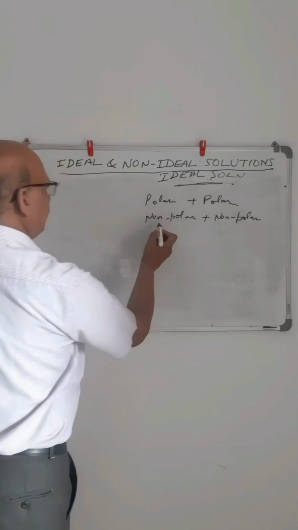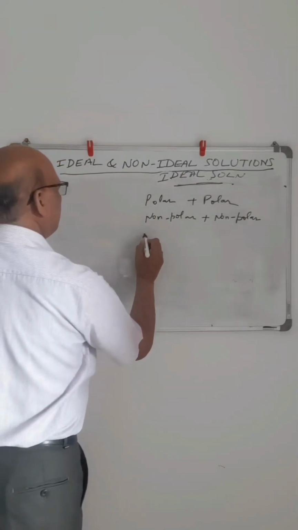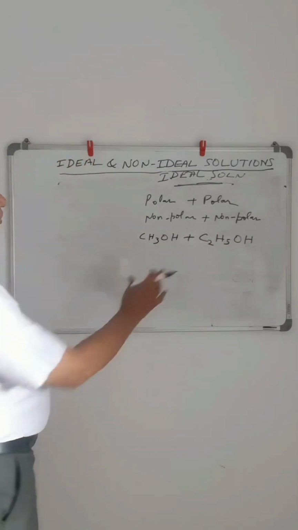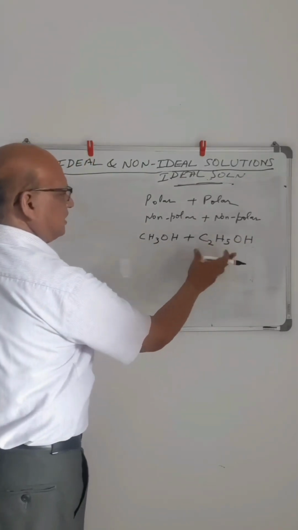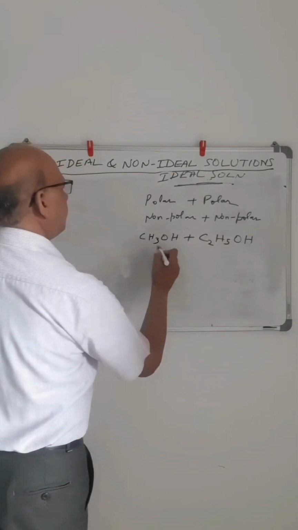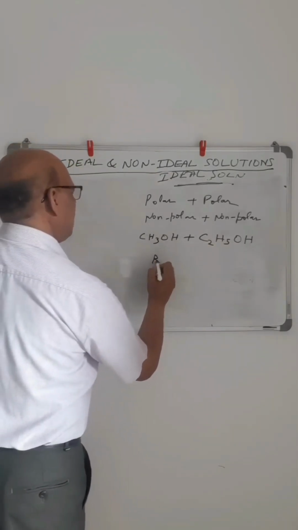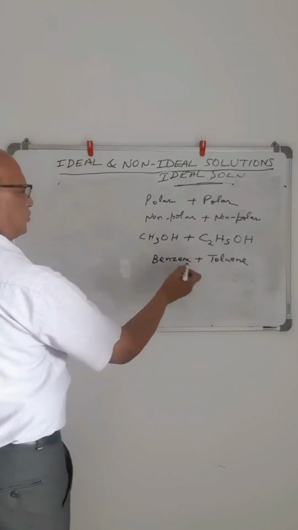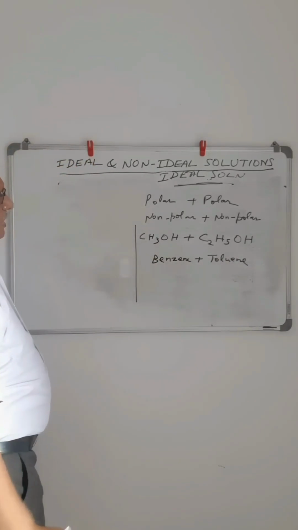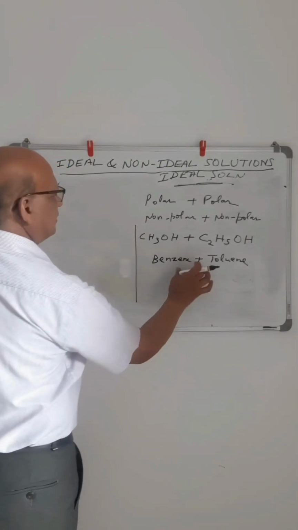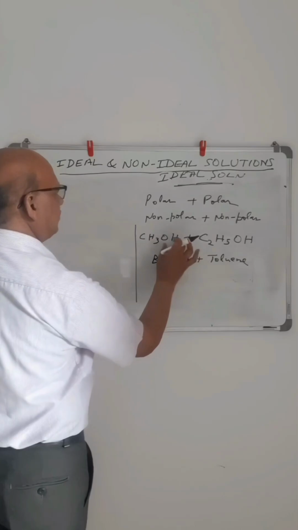So let us take some examples. Say I take the example of methanol plus ethanol. They will form an ideal solution because both have hydrogen bonding of the same extent and both are polar molecules. And suppose I take two non-polar molecules, say benzene plus toluene. Both are non-polar, so they will make an ideal solution. And the difference in their molecular masses is also not very high because they are adjacent in a homologous series, like methanol and ethanol.